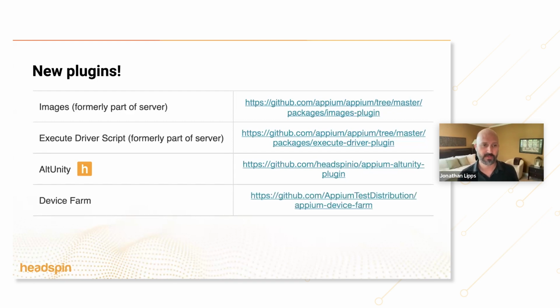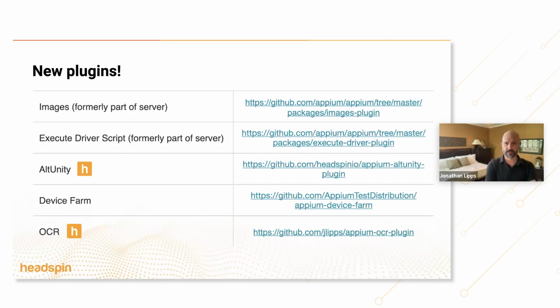And then some of our Appium friends have created a device farm plugin, which is interesting, as well as an OCR plugin that I created as a demo of how you could find objects on a screen simply by their text, and then use optical character recognition to figure out where those items are on a screen and to tap them. So it's similar to the images plugin, but related to finding text versus finding images that look a certain way or that match a certain other image.